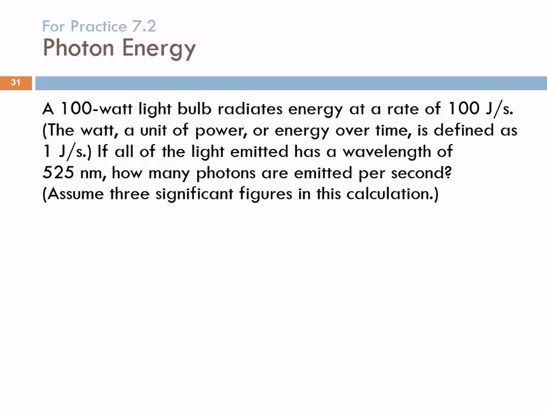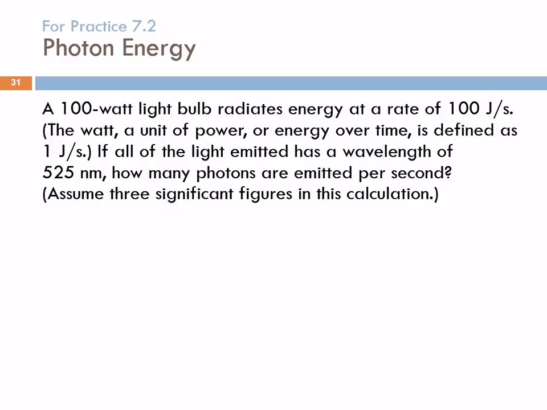So let's do an example calculating something like this. A 100-watt light bulb radiates energy at a rate of 100 joules per second. And just parenthetically here, the watt is a unit of power. Power is energy over time. So a watt is defined as a joule per second. If all the light emitted has a wavelength of 525 nanometers, how many photons are emitted per second? And it says assume 3 significant figures. This 100-watt looks like 1 sig fig to chemists, but it's intended to be 3.